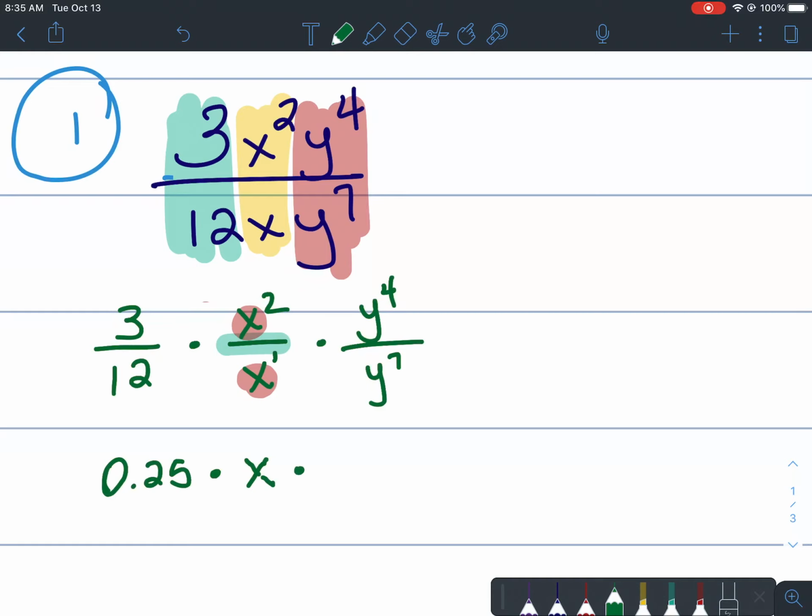Next, we have y to the fourth divided by y to the seventh. We ask ourselves, are we dividing? Yes. Are the bases the same? Yes. Then we can subtract our exponents. 4 minus 7 is y to the negative 3.